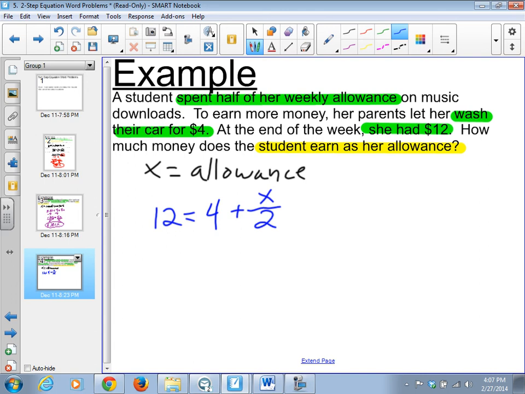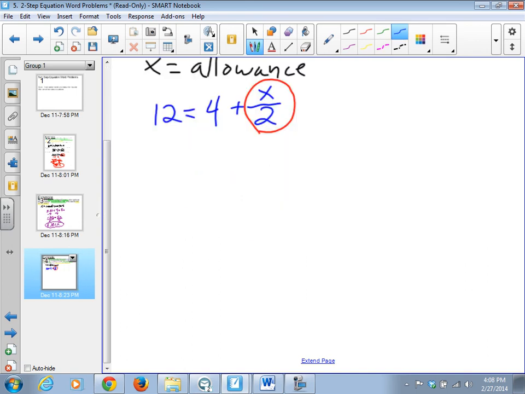So now let's work backwards. We want to isolate this right there. So what are we going to do first? Well, we're going to subtract 4 from both sides, because we know those $4 weren't part of her allowance. So take those $4 away from the 12. We're left with 8. So half of her allowance equaled 8.